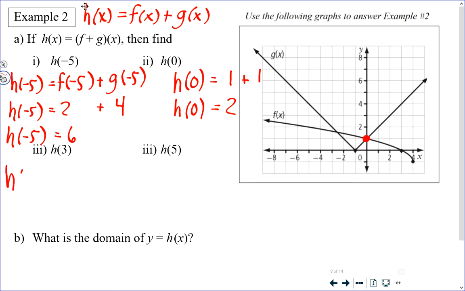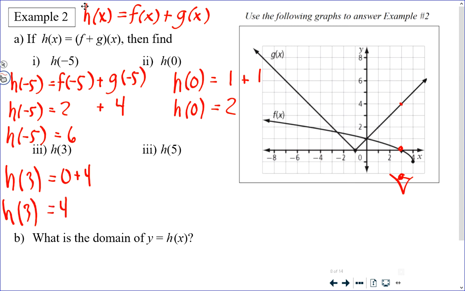So if I take a look at h of 3, I go over here and eyeball 3. This is my eyeball. And I'm going to add the y-coordinates. Well, one of the y-coordinates at that point is 0, and the other y-coordinate is 4, which means h of 3 is equal to 4.